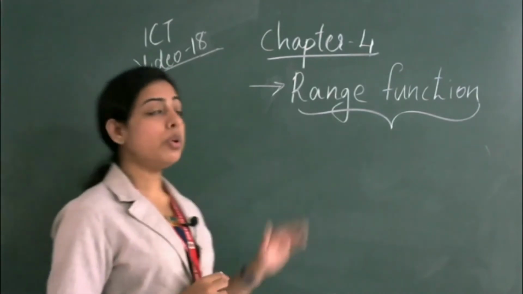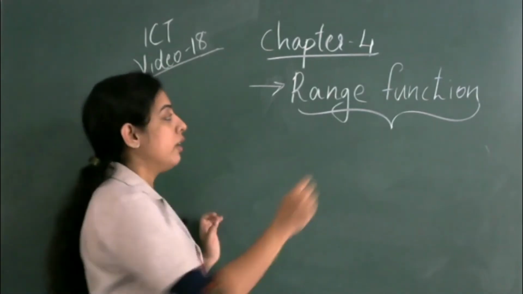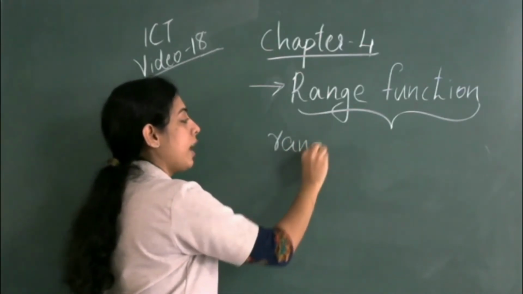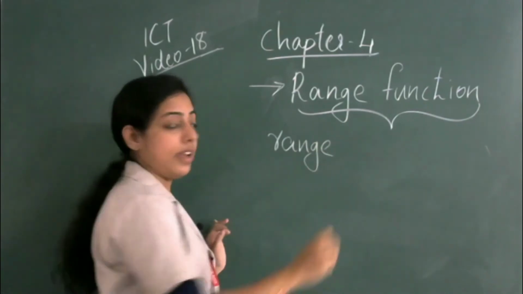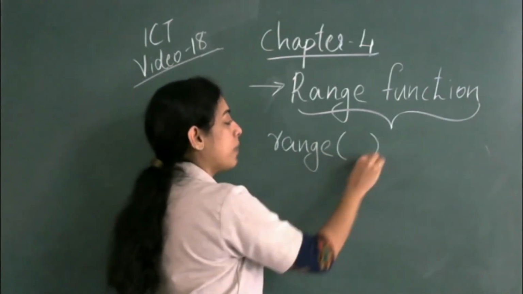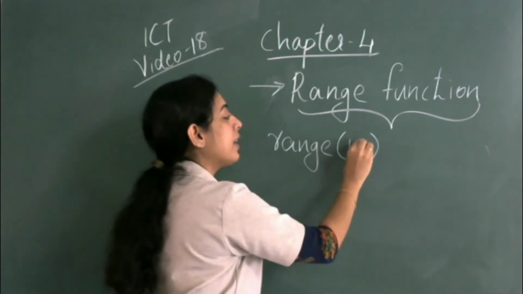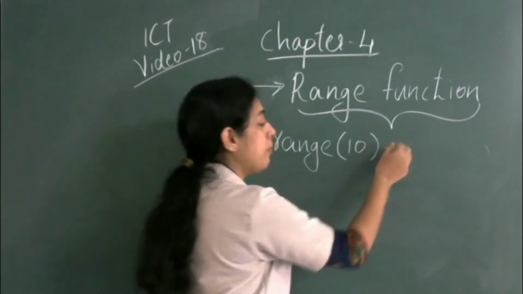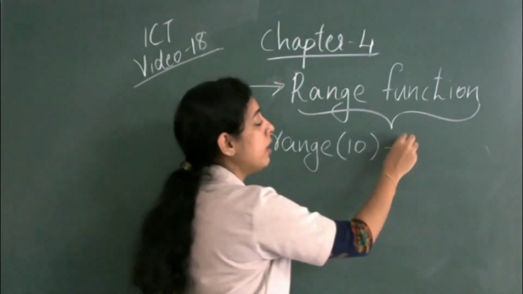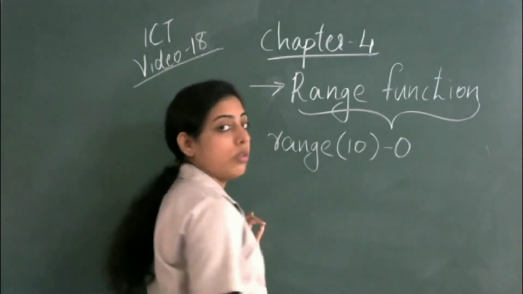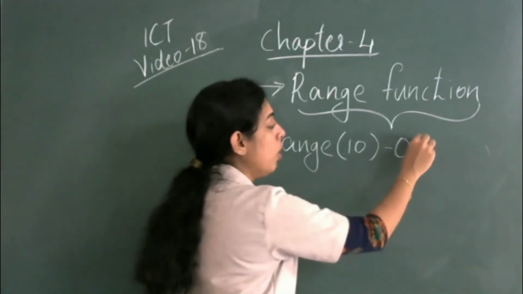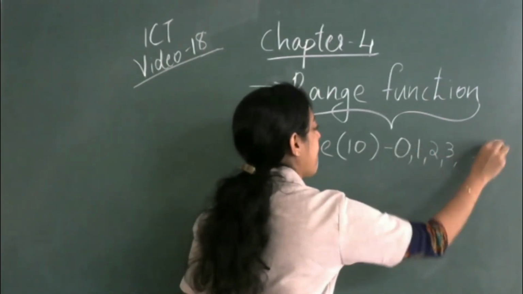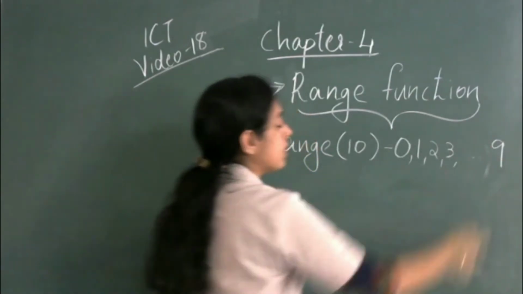So let's see how to specify this range function. For example, it is given like this in small letters, type range, R-A-N-G-E, range in opening and closing brackets. If it is given like 10, range of 10, what will our output be? The start number of printing will be 0. Starting at 0 it will print like this, 0, 1, 2, 3 up to 9.